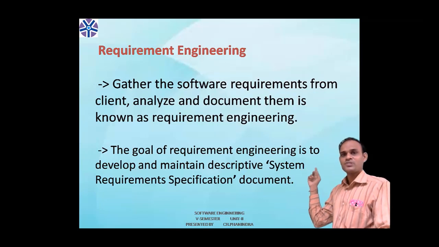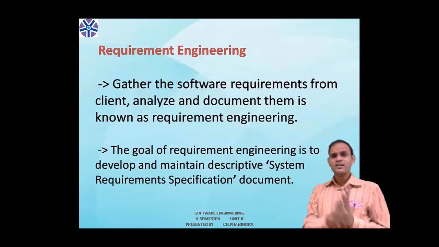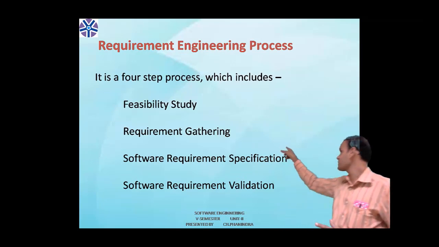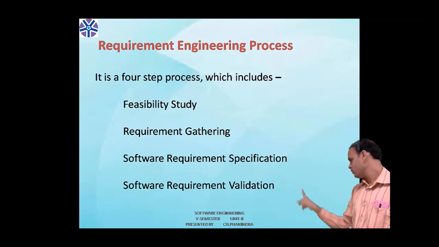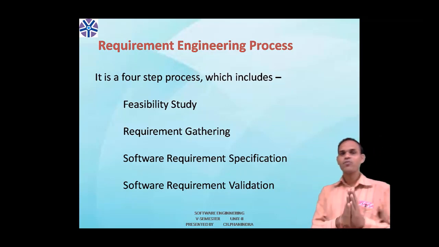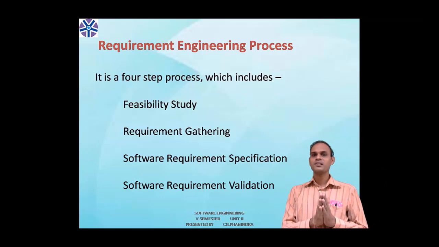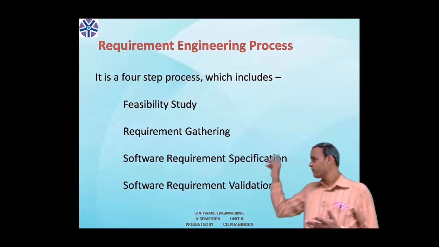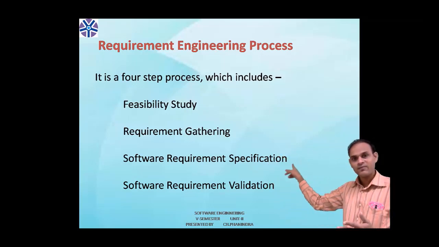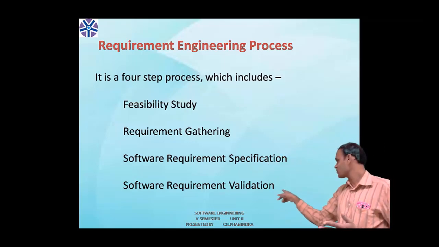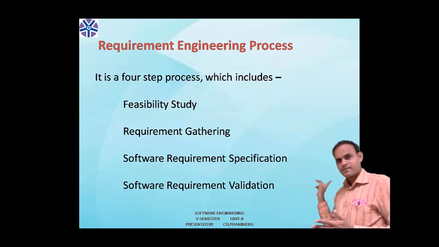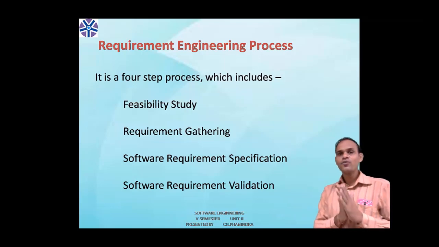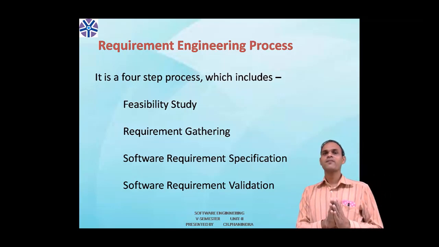The requirement engineering process consists of 4 steps: 1, 2, 3, 4. What are those 4 steps? First, feasibility study; second, requirement gathering; third, software requirement specification; and fourth, software requirement validation. These are the 4 steps we follow in the requirement engineering process.